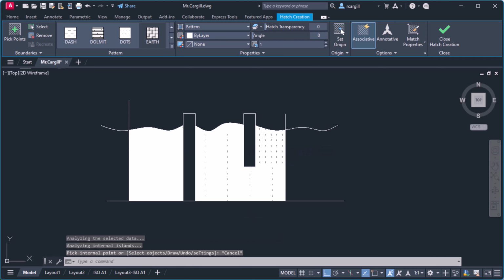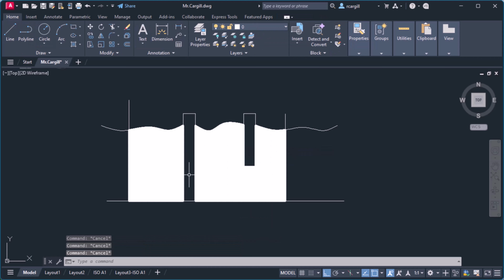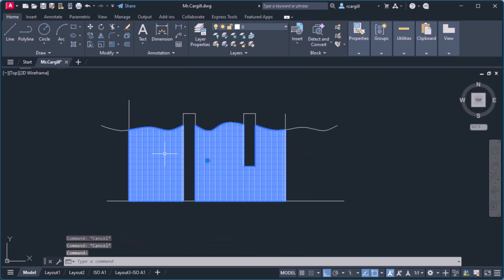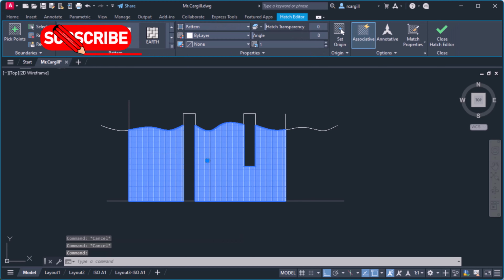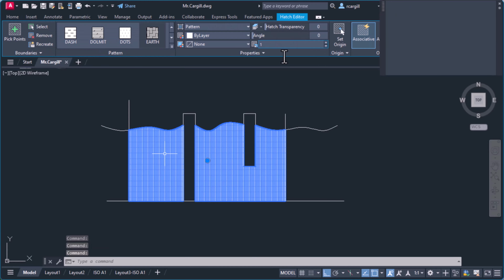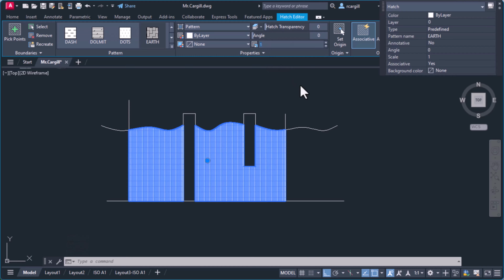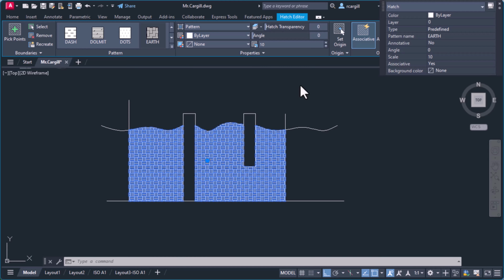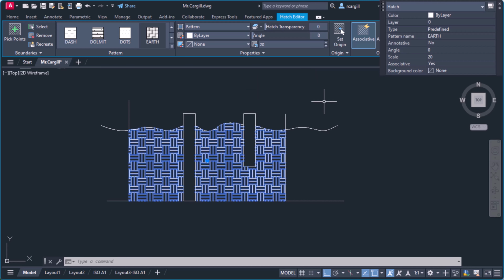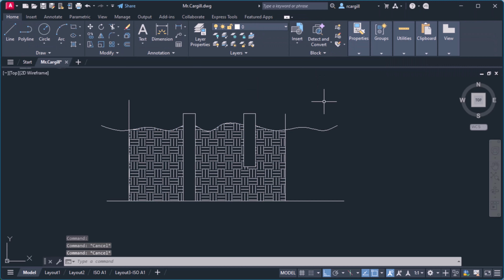Now, as you can see, that looks solid, and that's not what I want, but that's because of my hatch scale. So I'm going to change my hatch scale. I'm just going to double click on my hatch. Currently the hatch scale is set to 1. I don't want it to be 1. So I'm going to change it to, let's just try 10. I'm just trying to troubleshoot and see what works. All right, 10 is better, but I think 20 will work best. So let's make it twice as big. Let's make it 20. All right, there we have that. So that represents the earth.